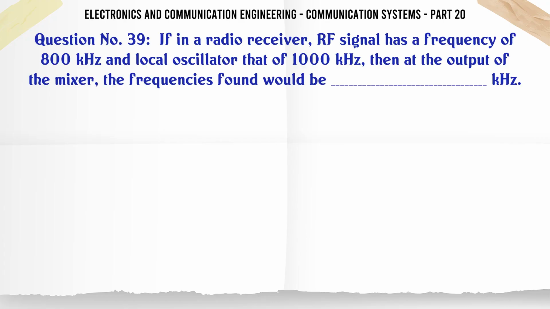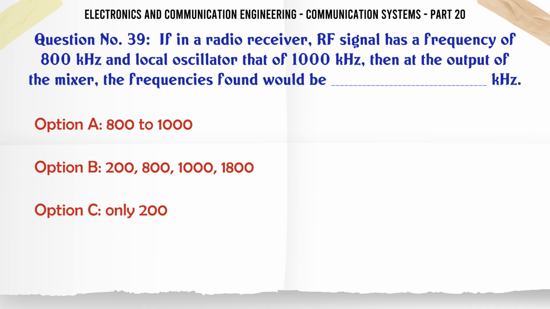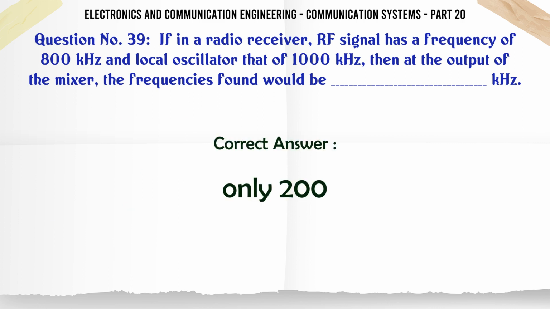If in a radio receiver RF signal has a frequency of 800 kHz and local oscillator that of 1000 kHz, then at the output of the mixer the frequencies found would be kHz. A. 800 to 1000, B. 200, 800, 1000, 1800, C. only 200, D. only 1800. The correct answer is only 200.